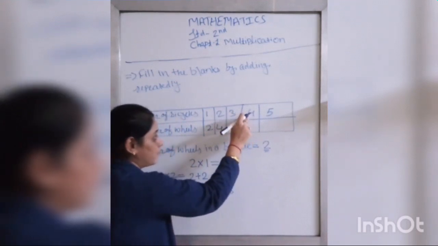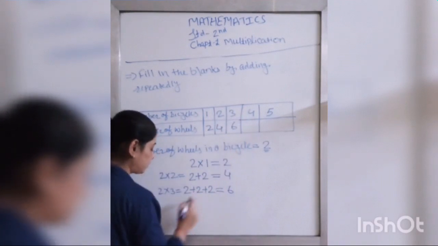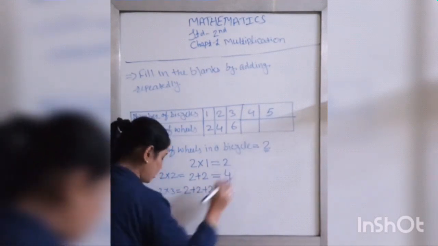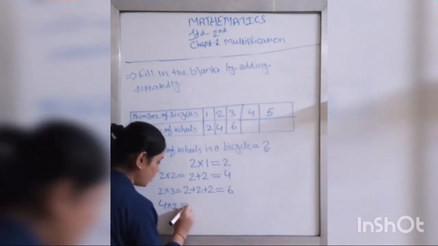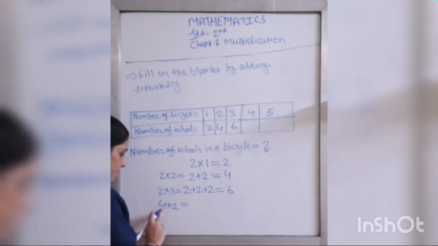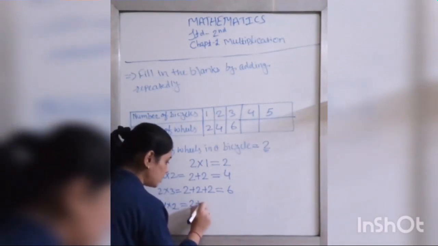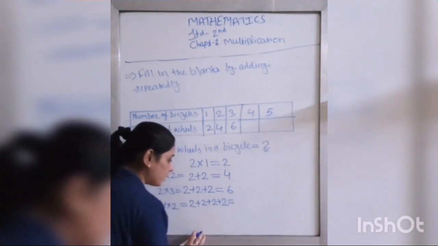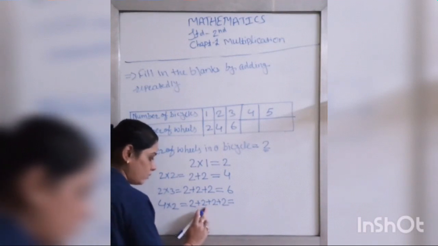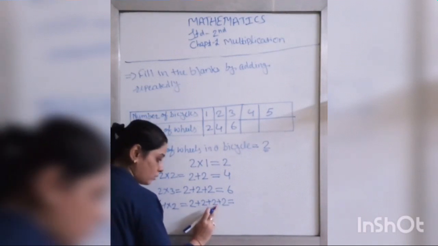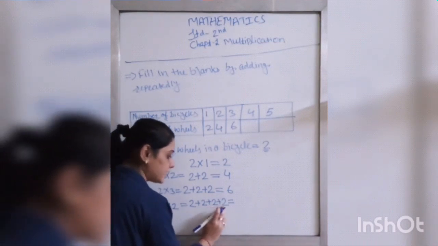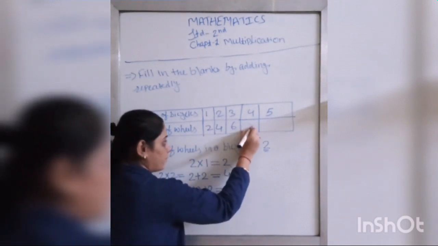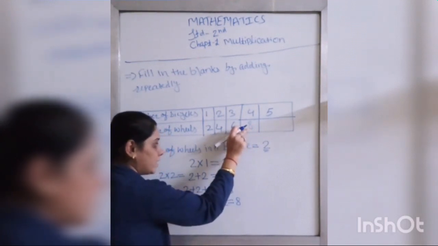Now see the next, the number of bicycles is 4. What will we do here? 4. And each bicycle has how many wheels? 2 wheels. Multiply by 2. So this 2, how many times will we add? 4 times. 1, 2, 3, 4. Add and tell me the answer. 2 plus 2 is equal to 4. 4 plus 2 is equal to 6. And 6 plus 2 is equal to 8. So 4 bicycles will have 8 wheels.